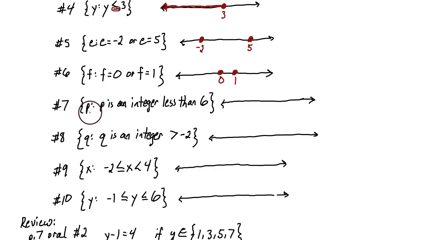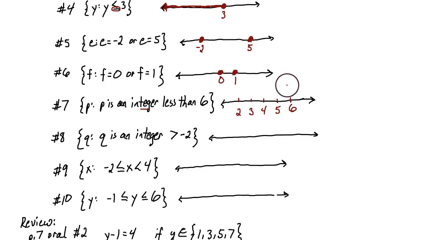Number 7, graph set p such that p is an integer that's less than 6. Somewhere on the line would be 6. Now this time we don't want to shade because that would shade all numbers on the line, all fractions and decimals. We're restricted to integers. So let's put some marks on there working to the left. Here's 5, here's 4, 3, 2, and so on, forever to the left.